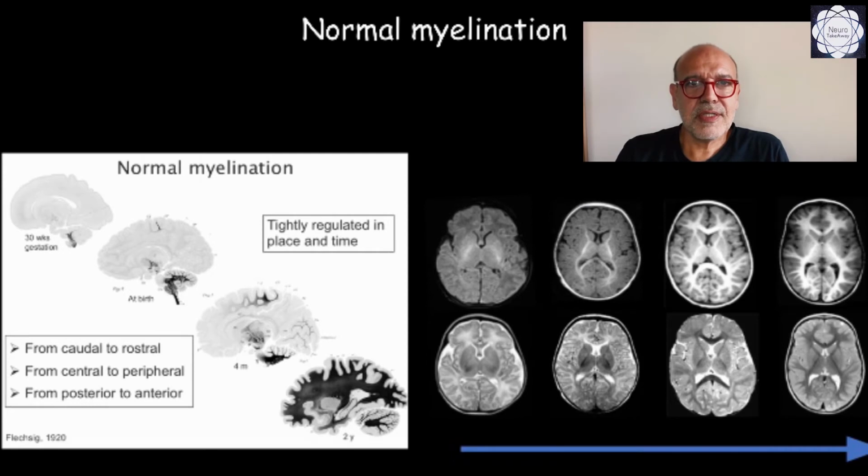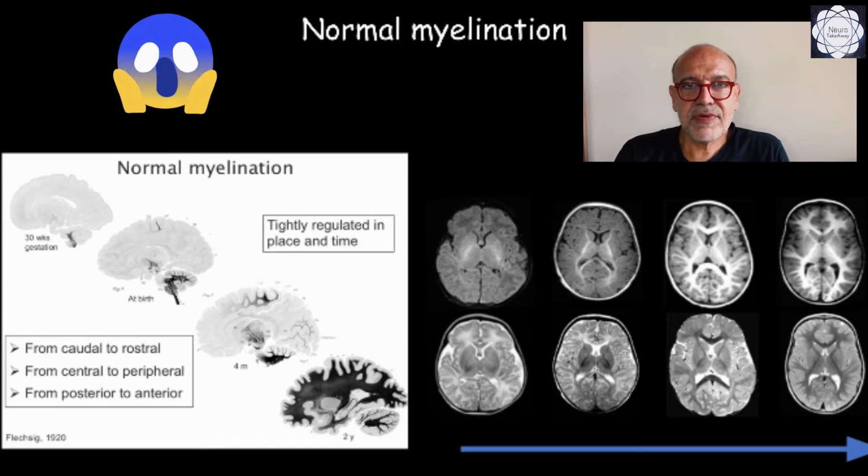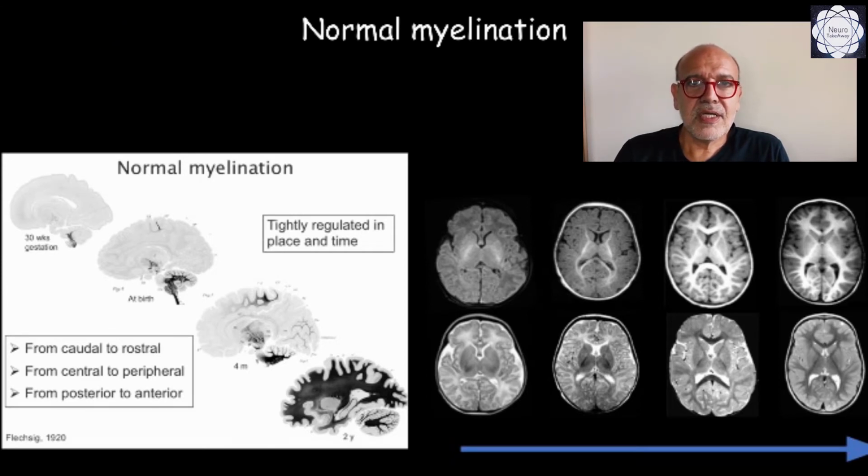In 1920, a neuropathologist and psychiatrist of Germany in Leipzig, Professor Paul Flechsig, demonstrated the process of myelination in infants and in fetuses. And he showed that this is a very tightly regulated process in space and time. As you can see, the direction of this process goes from caudal to rostral, central to peripheral, and dorsal to ventral direction. So this process can nowadays be very well shown with MR.